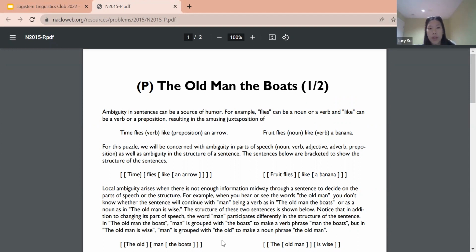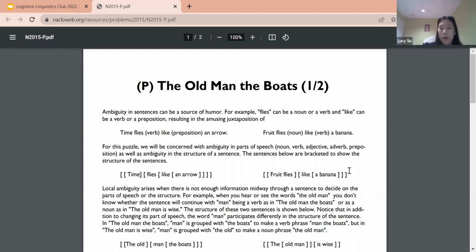So, for example, time flies like an arrow. It doesn't literally fly, but flies acts as a verb, and like acts as something to connect time flies and an arrow. But you could also say fruit flies, which is an actual thing, which is a noun, like a banana.